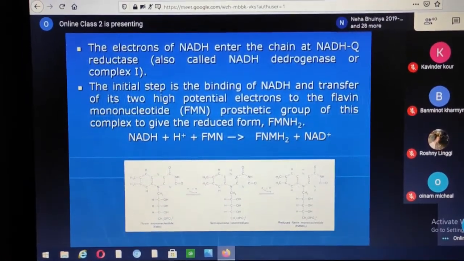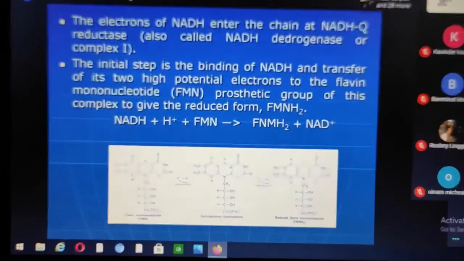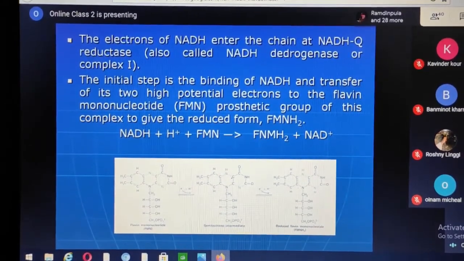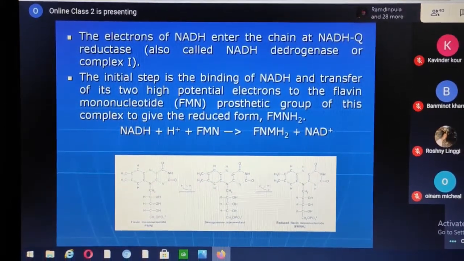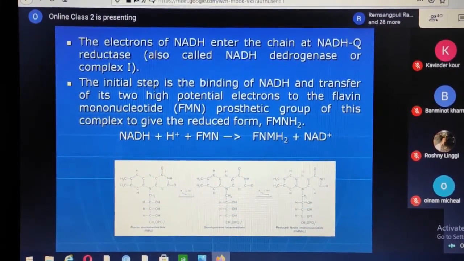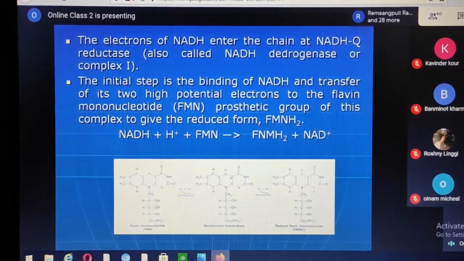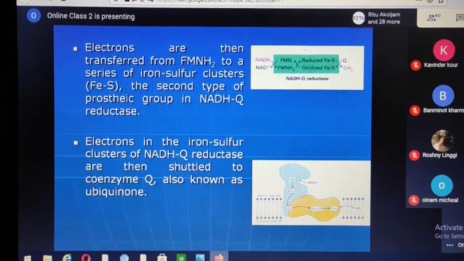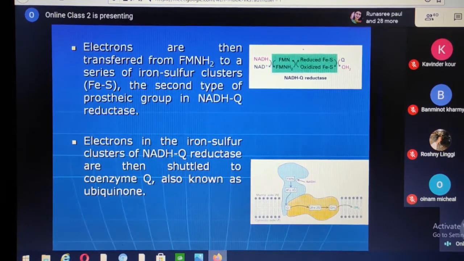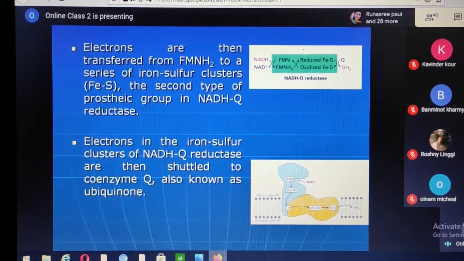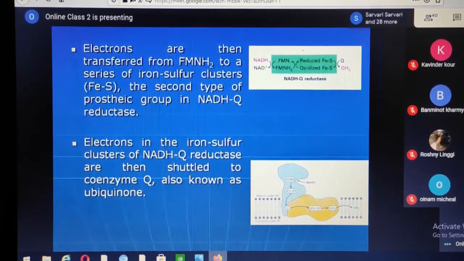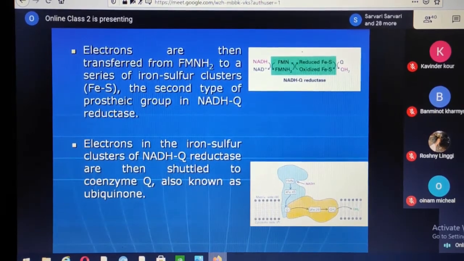That means the FMN, the first component of NADH2 reductase, accepts a pair of electrons so that the FMN is completely reduced to form FMNH2. This is the initial step, the first step in the electron transport chain. Same thing here: you have the NADH, and a pair of electrons is transferred to the FMN. Now NADH is oxidized to NAD plus, and the FMN is reduced to FMNH2. So this is the first step.